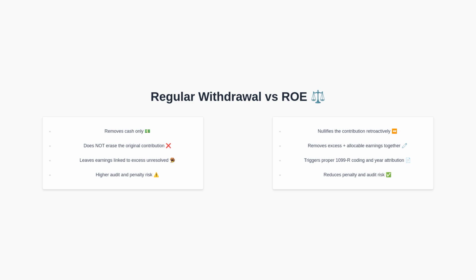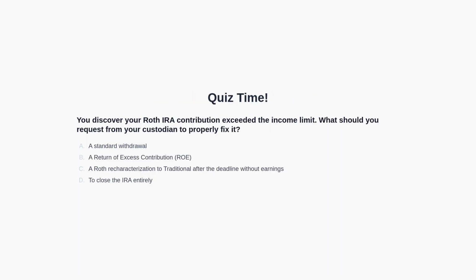With the distinction clear, let's test your understanding with a quick quiz. Question: you discover your Roth IRA contribution exceeded the income limit. What should you request from your custodian to properly fix it? Options: a standard withdrawal, a return of excess contribution, a Roth recharacterization to traditional after the deadline without earnings, or close the IRA entirely. You may pause the video now to think about the answer. We will discuss the answer in the next section of the video.